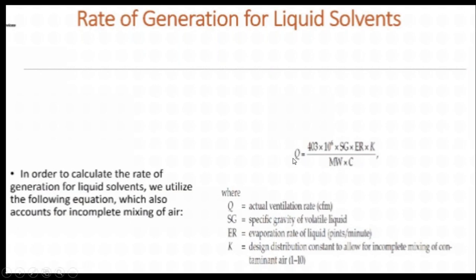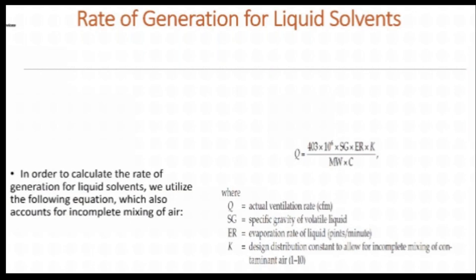Okay, once again, let me elaborate. If there is a room and there is a liquid solvent inside that room, and it is evaporating inside the room, then we can use this formula. Q is the actual ventilation rate, that is the flow rate of the air, and the unit is CFM, cubic feet per minute. SG is the specific gravity of that liquid. ER is the evaporation rate of that liquid, in pints per minute.